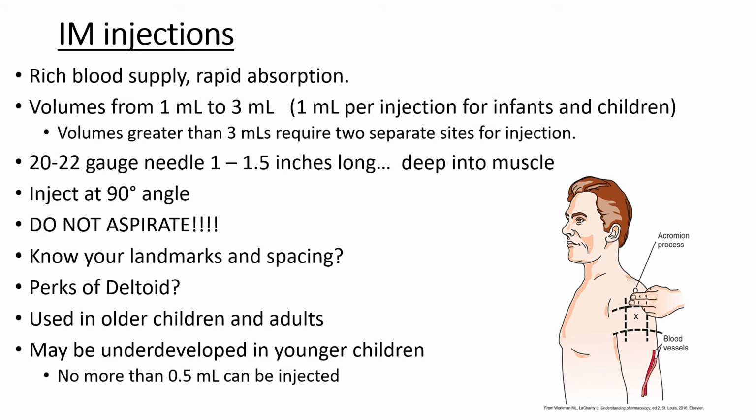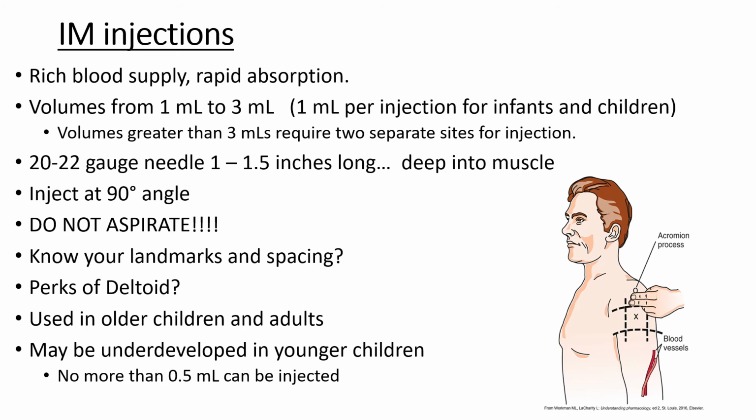Now, of course, we want to talk about the perks of the deltoid. First of all, it's easily accessible. 9 times out of 10, unless they're missing an arm, they have a deltoid, and it's just easy to access. So, boom, lift up the sleeve, you're there. Okay.